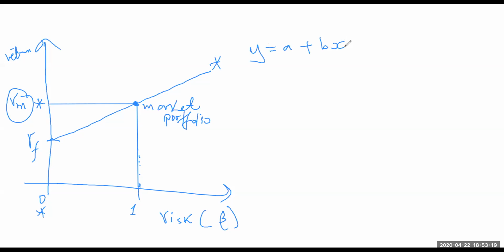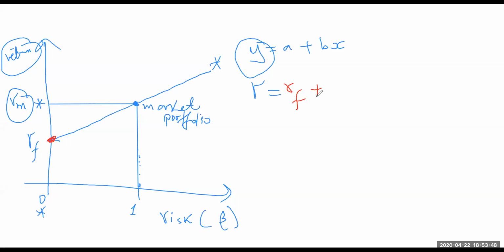In our context here, don't forget y is the dependent variable, and this is our y. Therefore it will be return, let me just call it R. And a, what is a in our equation? A is the y-intercept, which you have here. This is our y-intercept, and the y-intercept here is the risk-free rate of return.